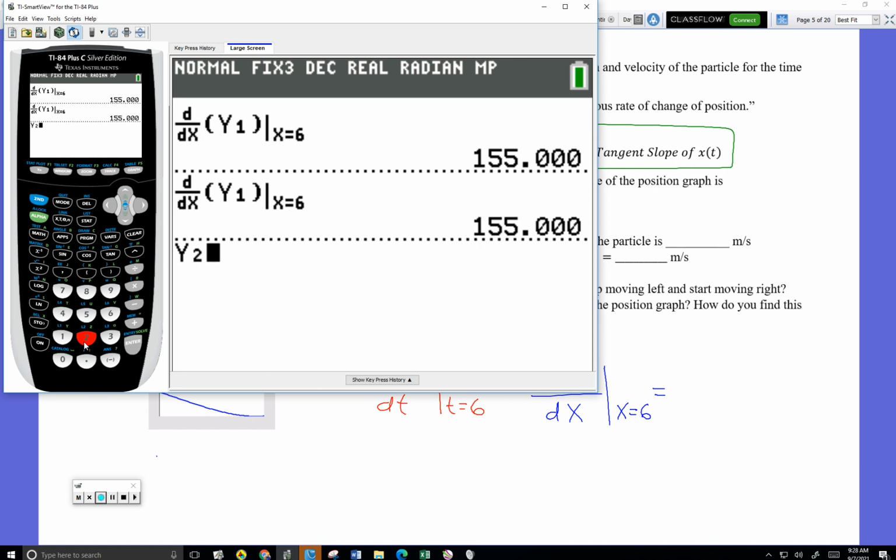We want the velocity at the same time. So you type parenthesis, type 6, type close parenthesis, press enter. And you get the same thing. So the whole point of this idea here is to emphasize that finding the rate at which the position is changing, this is y1, finding the rate at which the position is changing at time 6 is exactly the same thing as finding the velocity at time 6. They mean the same thing.